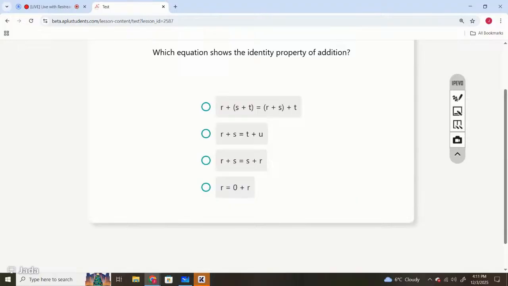Which equation shows the identity property of addition? Which is the correct option? Which equation shows the identity property of addition? Identity property of addition is r is equal to 0 plus r.